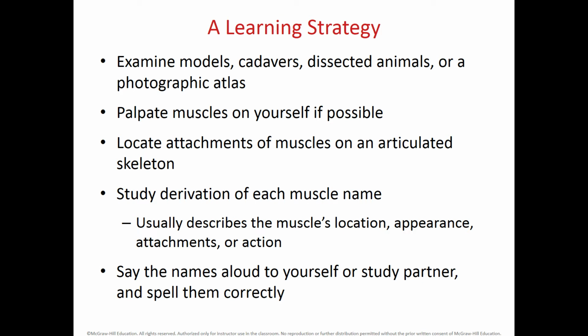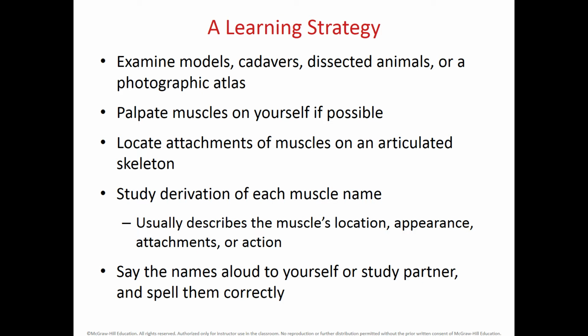Contract the muscle to feel its bulge and sense its action. For instance, right now you can feel the action of your biceps just by flexing the forearm and feeling anteriorly in your arm how it feels. Locate the attachments of the muscles on an articulated skeleton. Some skeletons have their attachments painted or labeled, and this will help you to visualize the muscles and understand how they produce particular actions over the joints.